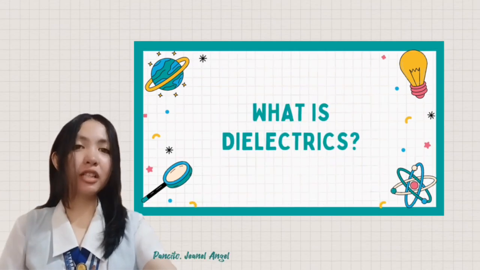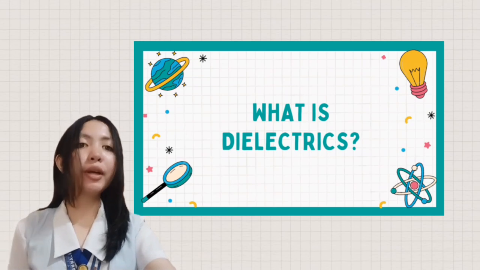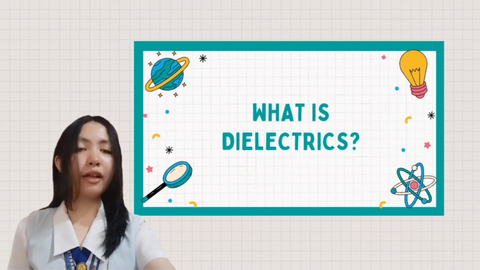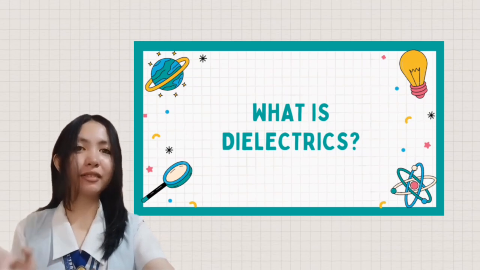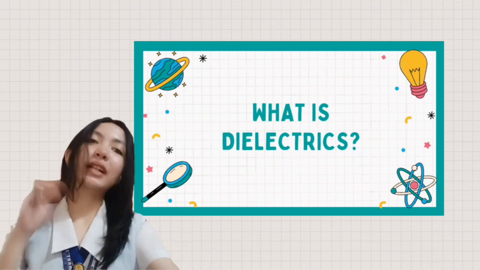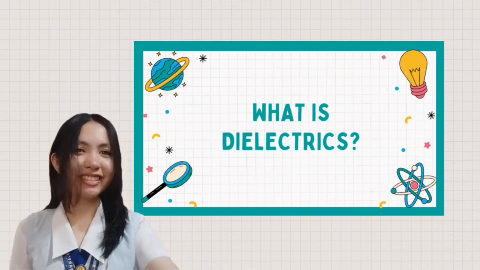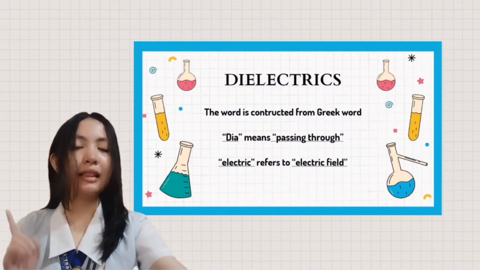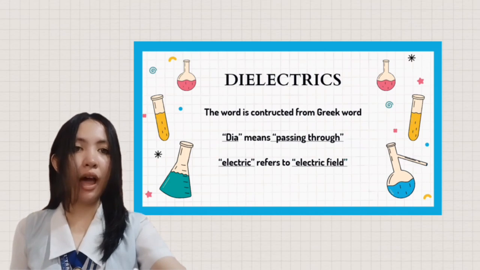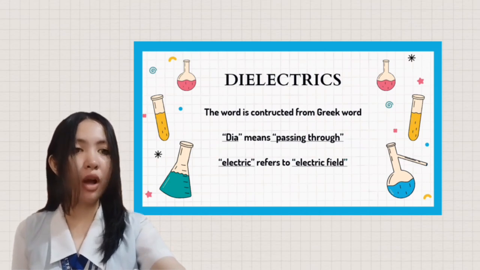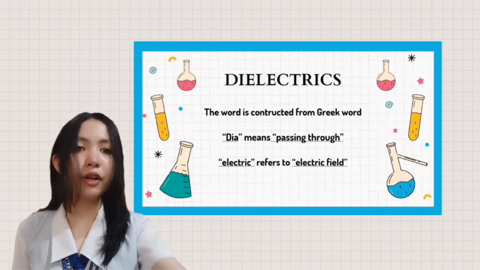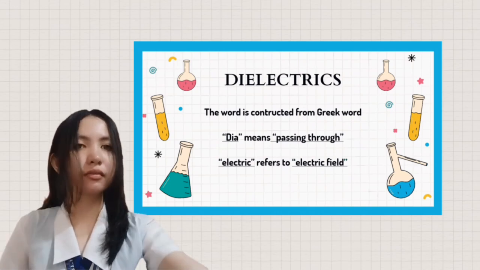Hi, I'm Janelle Angel Arpancito, and I'm going to discuss what dielectric materials are and what the word dielectric means. Well, get ready to find out. Let's look at the word itself. Dielectric. The word is constructed from the Greek word dia, which means passing through, and electric, which refers to electric fields, giving you dielectric.